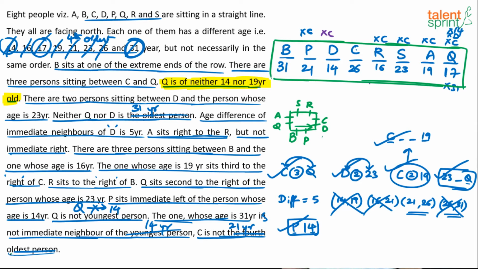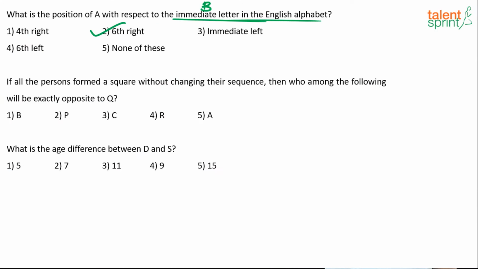There are different ways in which the square can be formed, right? I can also have a square like this. Try that. So this is B, P, D, C, R, S, A, Q. And in this, who's opposite to Q? C is opposite to Q. And C is there in the options. I'm not sure which one to consider. Luckily the other one is not there. D is not there, so maybe C is the answer. Okay, let's move on. We will check this quickly. C will be opposite to Q in this kind of arrangement.